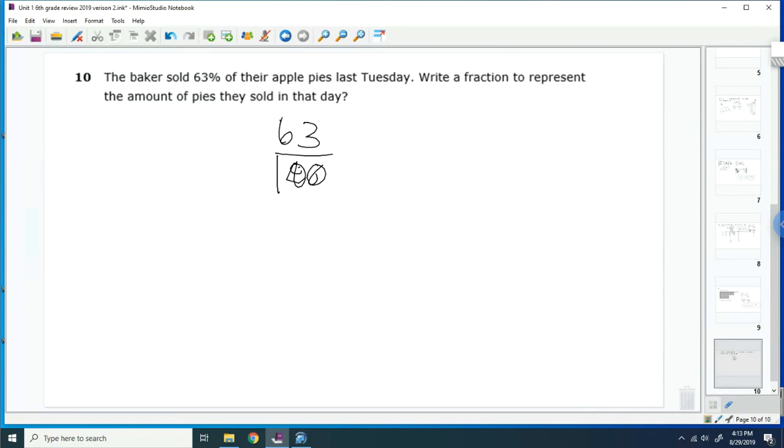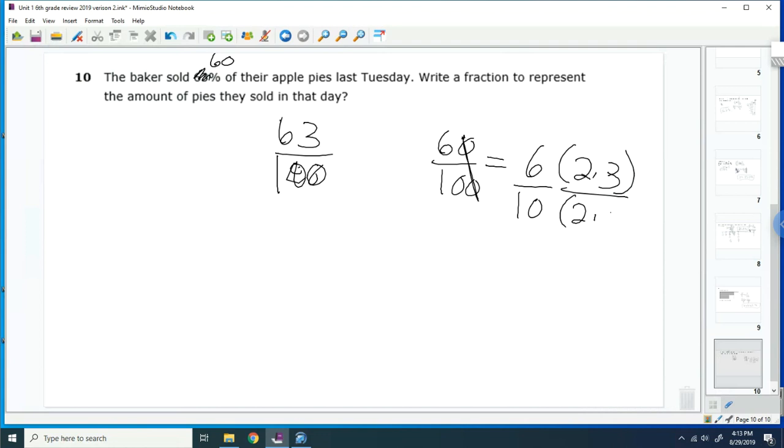That actually can't be simplified. That's actually your answer. But now let's just say I actually had this as 60%. So you're going to write 60% over 100. Cross off the 0. You get 6/10. You can do 2 times 3 for 6 and 2 times 5 for 10. Cross off your 2's. You get 3/5.